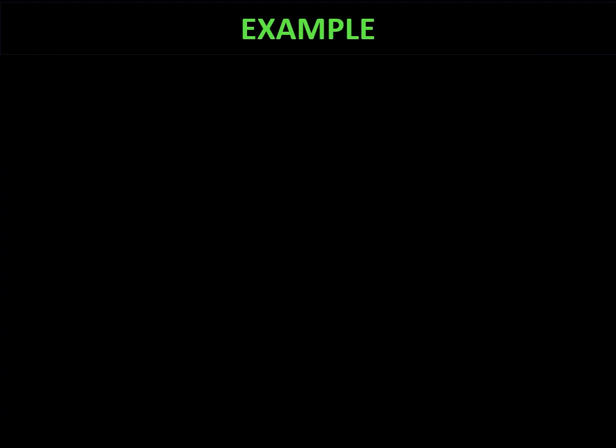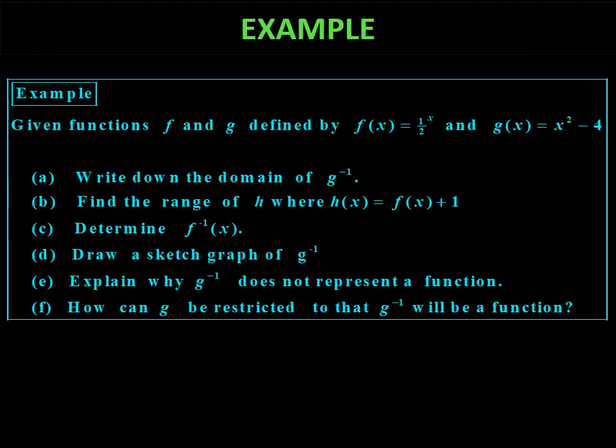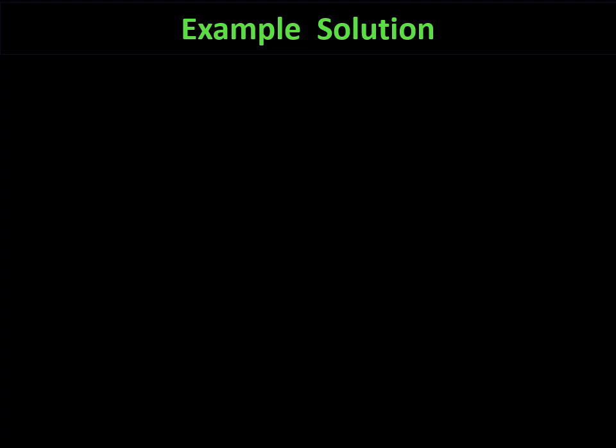Now we're going to look at an example that will assess all these concepts that we have done thus far. Here we have two functions f and g with their defining equations. The one is half to the x, and the other one is x squared minus 4. This one is an exponential, and that one is a quadratic. We want to determine the domain of the inverse, and there are a few questions, and we're going to look at each of these questions individually. Let's start with the first one.